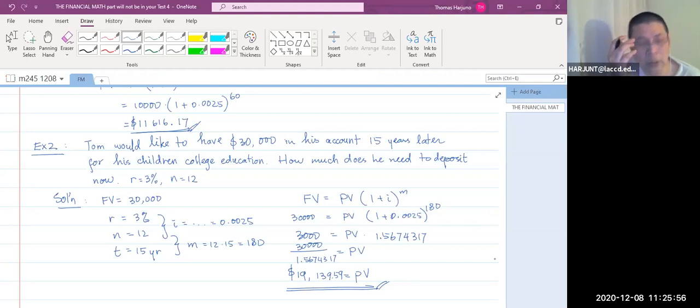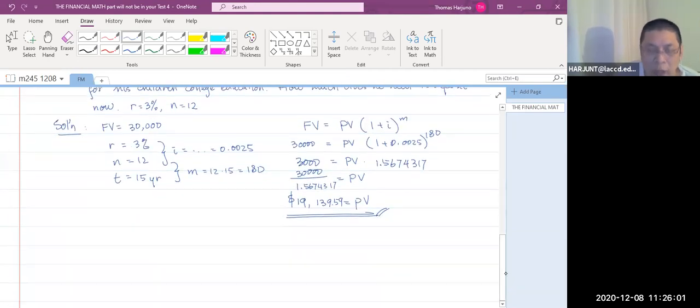Okay, now then we come up with another scenario. Instead of putting it one time, let's put it in a series of payments. Then we get into something called annuity. I will underline this. Now, what is annuity? Annuity is a series of payments.